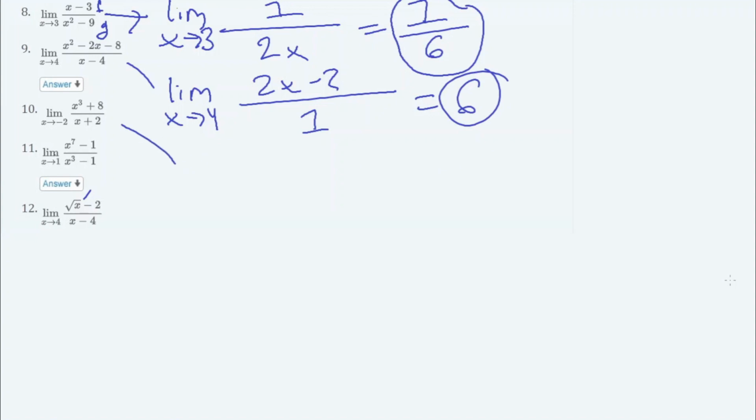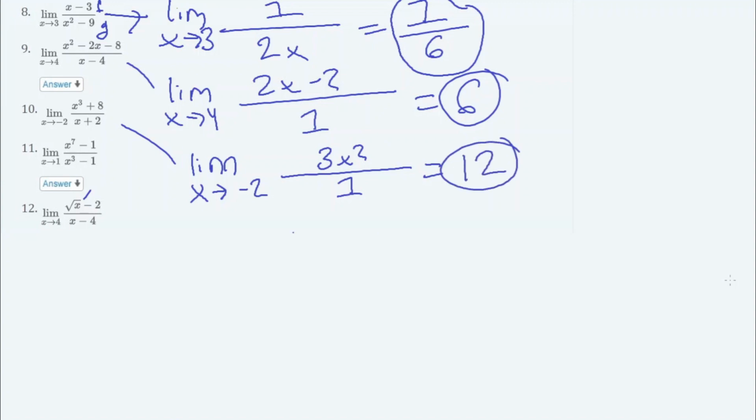Now number 10 is going to be limit as x goes to negative 2 of x cubed plus 8 over x plus 2. So we could just rewrite limits as x goes to negative 2. And now we just find the derivatives. We're going to have 3x squared on the top. On the bottom, we're going to have 1. And if we could plug in negative 2 right here. So if we plug in negative 2, we're going to have negative 2 squared, which is 4, times 3, which is going to be 12, over 1, which is just 12.